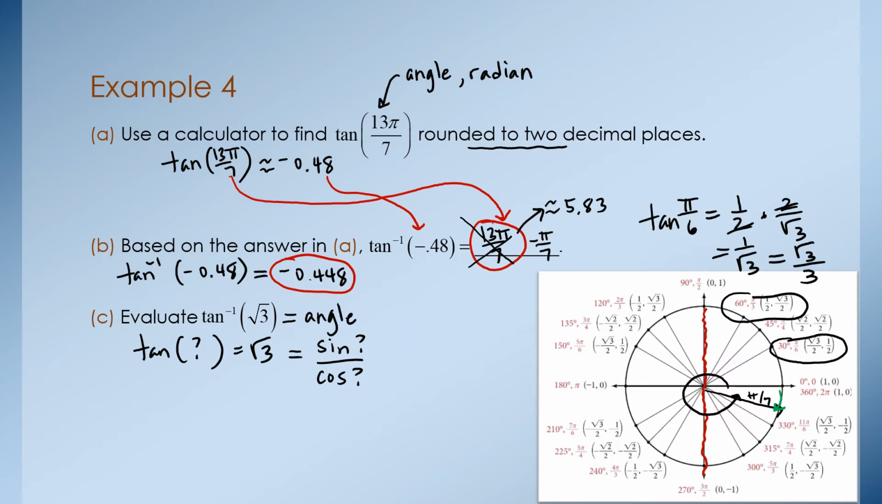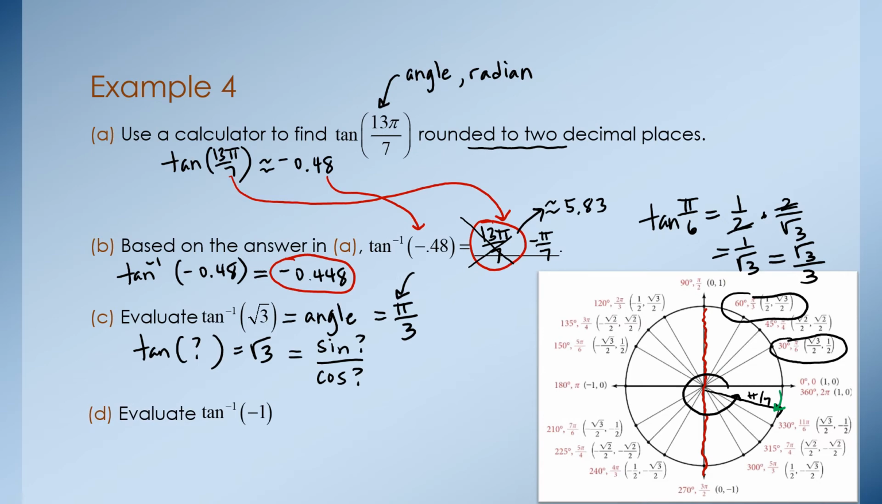In fact, tangent inverse of the square root of 3 is equal to pi over 3. And you can double check that on your calculator. Your calculator is probably going to give you a decimal answer, but you can simply take 3.14 and divide it by 3 to confirm that they're the same values.